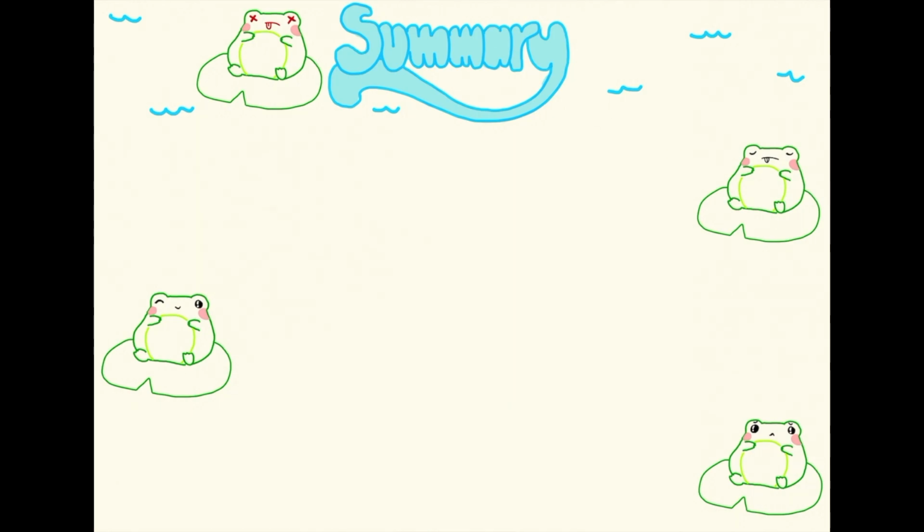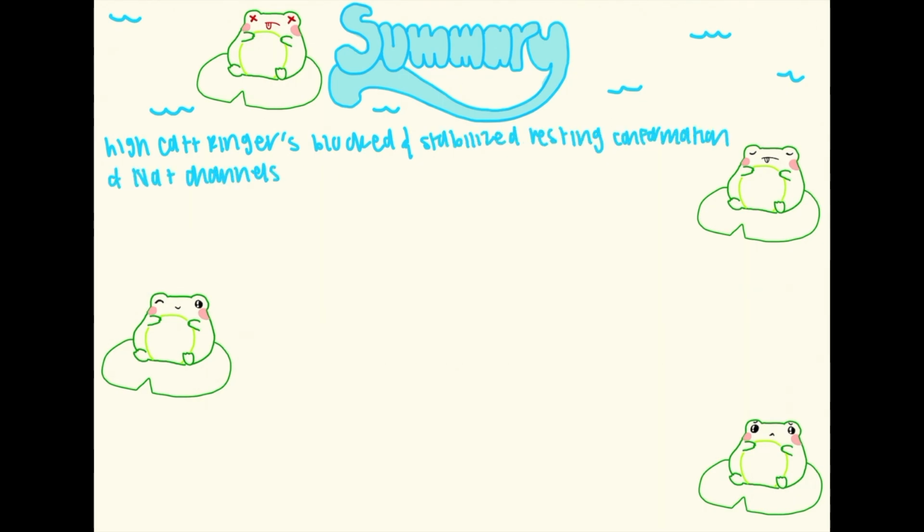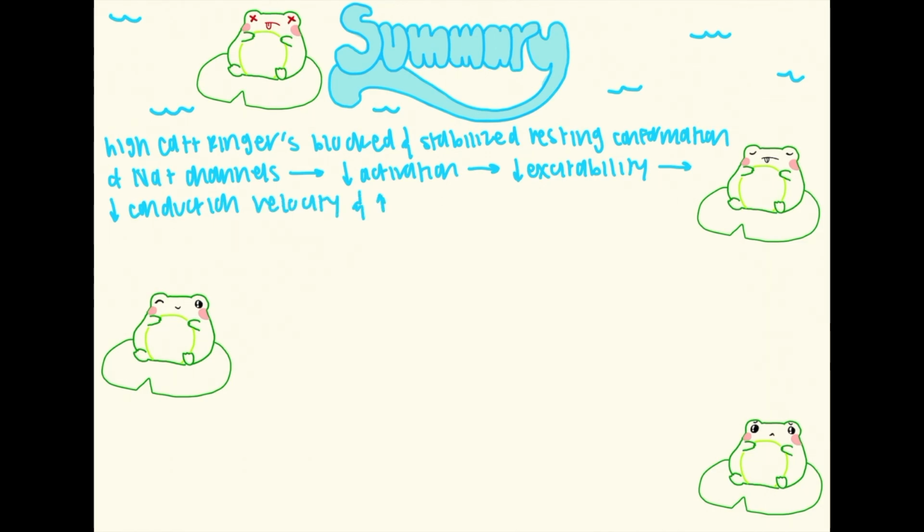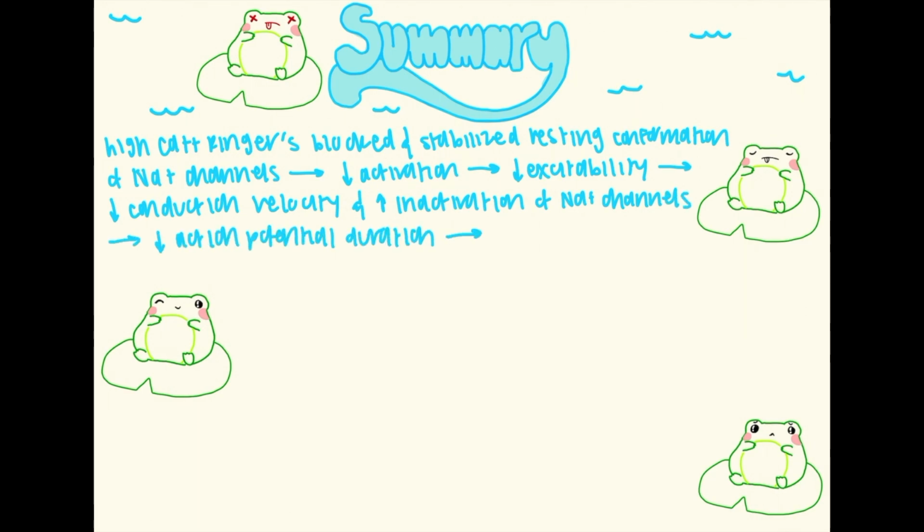To summarize, high calcium Ringer's decreases the resting membrane potential because of the increase in positive charges outside of the membrane, and it blocked and stabilized the resting conformation of sodium channels, which decreased their activation, which in turn decreased excitability and the conduction velocity and increased the stimulus needed to reach threshold. In increasing the inactivation of sodium channels as well, it decreased the action potential duration, which decreased the refractory period.